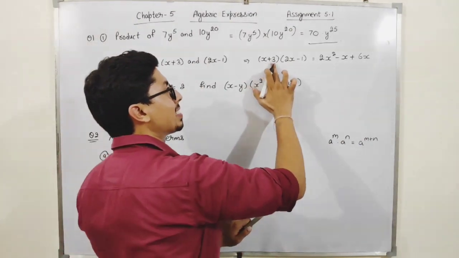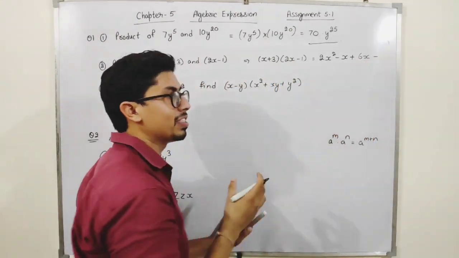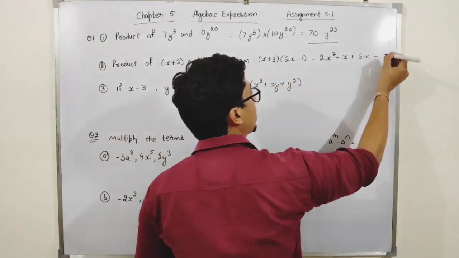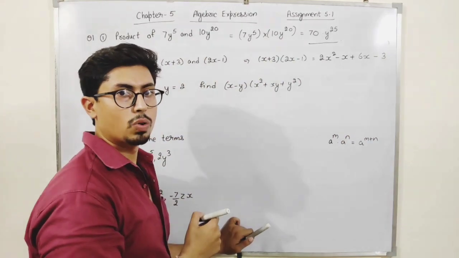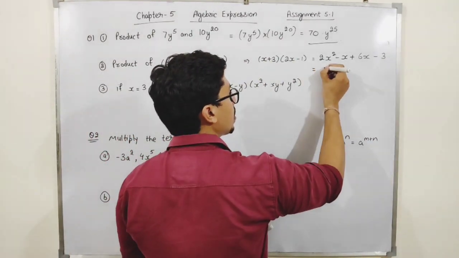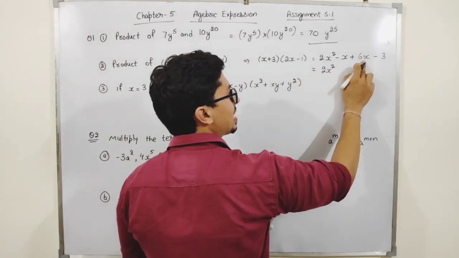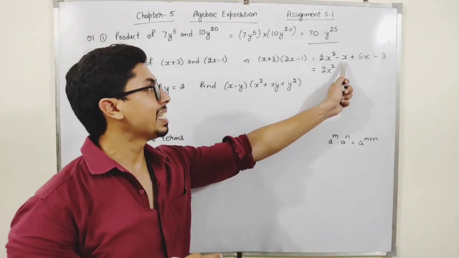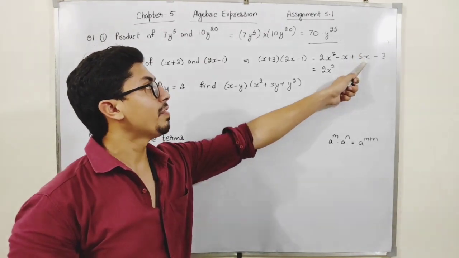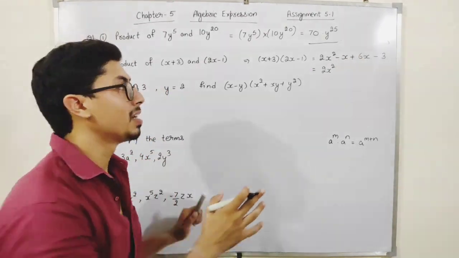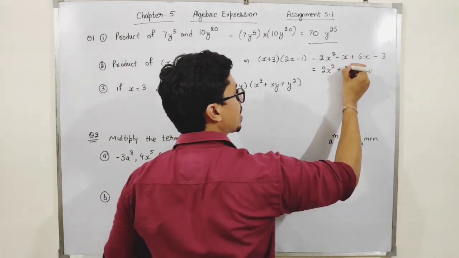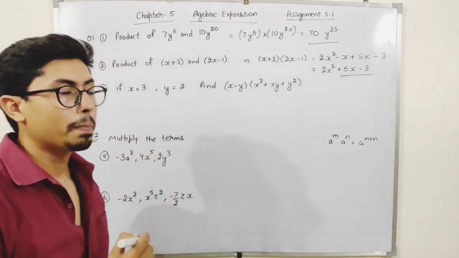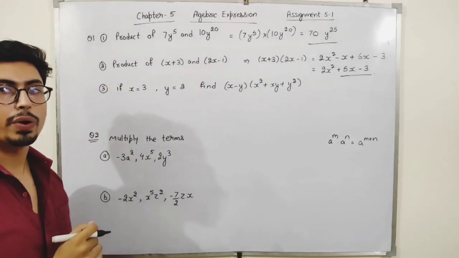Now plus into minus will be minus because if I multiply plus and minus, the answer will be negative. Now 3 into 1 is 3. So the answer is 2x square plus 6x minus x minus 3. Both are like terms because here we have x and here also we have x. So 6x minus x is 5x, and minus 3. So 2x square plus 5x minus 3 is our required answer.